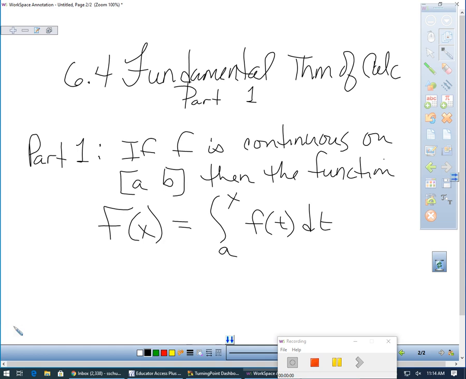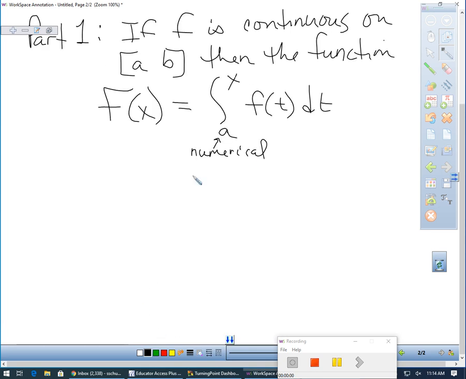Alright, so looking at that definition, one of the things I want to point out is this has to be an x on top. We're going to do some manipulating to get it to x. And a is going to be a numerical value. Alright? Okay, starting there. Then, I want to add to this definition.